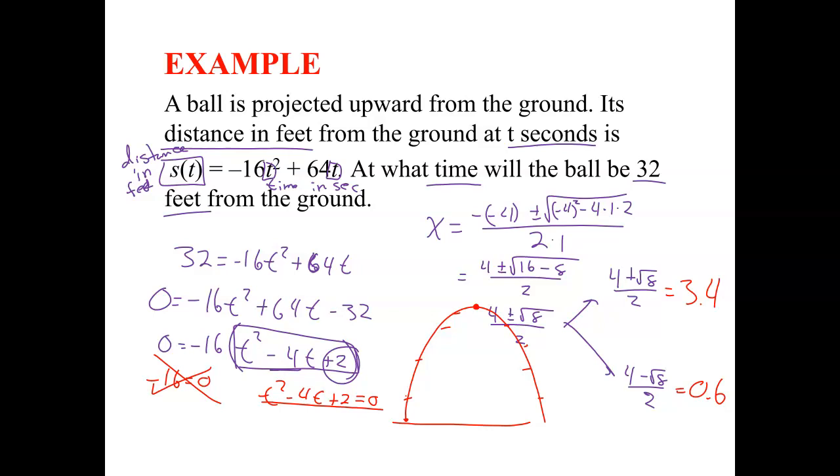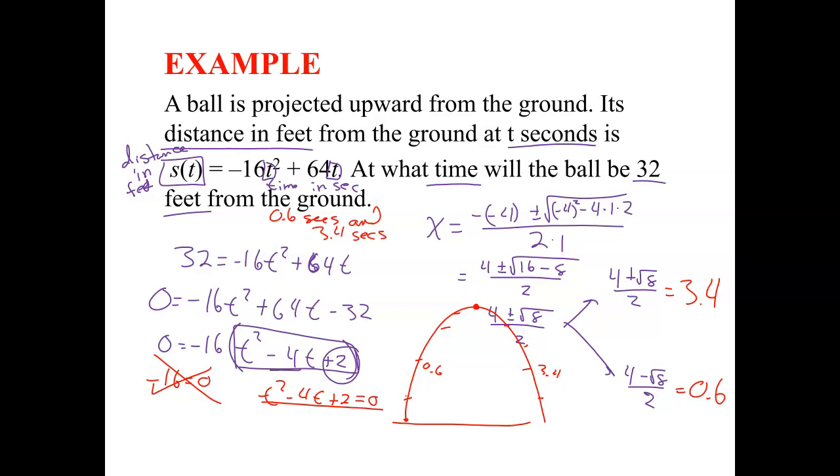And so it goes up, it hits 32 feet at 0.6 seconds, reaches its peak, comes back down, then it reaches it again at 3.4 seconds. So it'll reach that height twice. There are 2 answers. Yep, it is both at 0.6 seconds and 3.4 seconds.